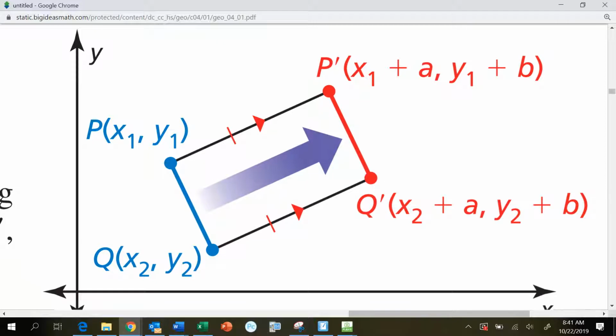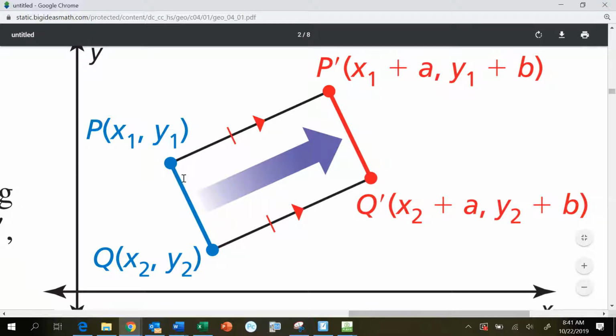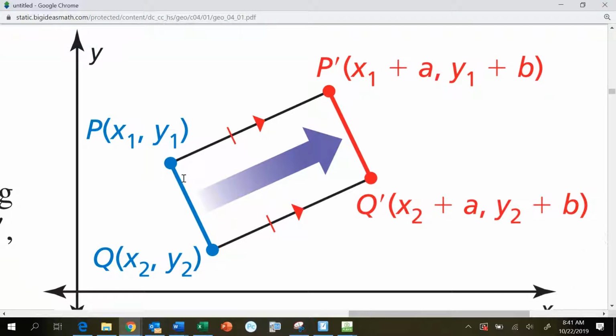A translation moves every point of a figure the same distance in the same direction. More specifically, a translation maps or moves the points P, Q of a plane figure along a vector AB to the points P prime, Q prime, so that the following statements are true. Okay, so what it's saying is my original figure, what's the original figure called? Jay, what's the original figure called?